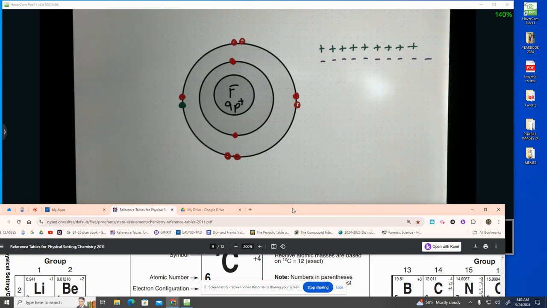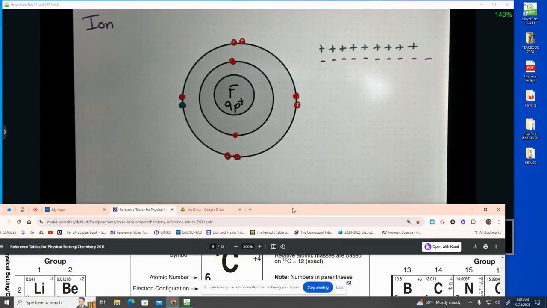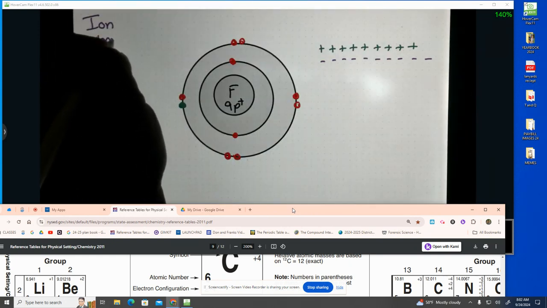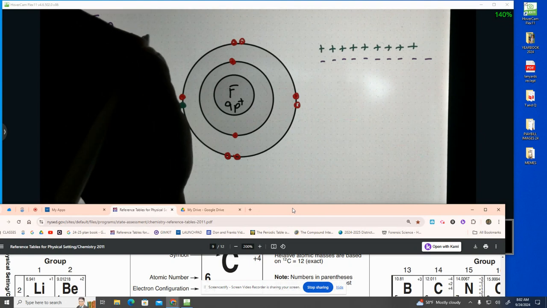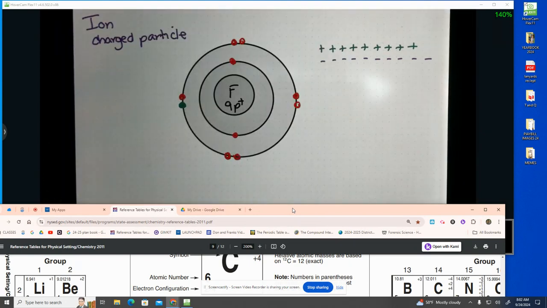Is he neutral anymore? No, he's not neutral anymore. So is he an atom anymore? No. He is now called an ion. And an ion is simply a charged particle. You become an ion by either gaining, like fluorine just did, or losing an electron.